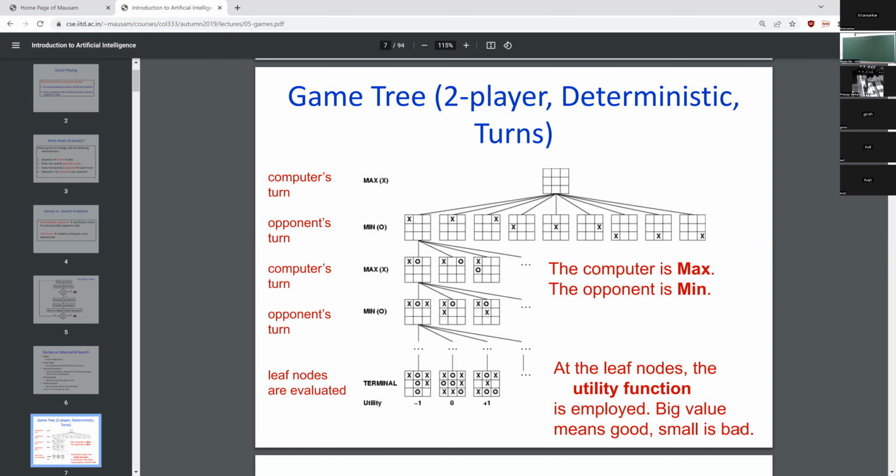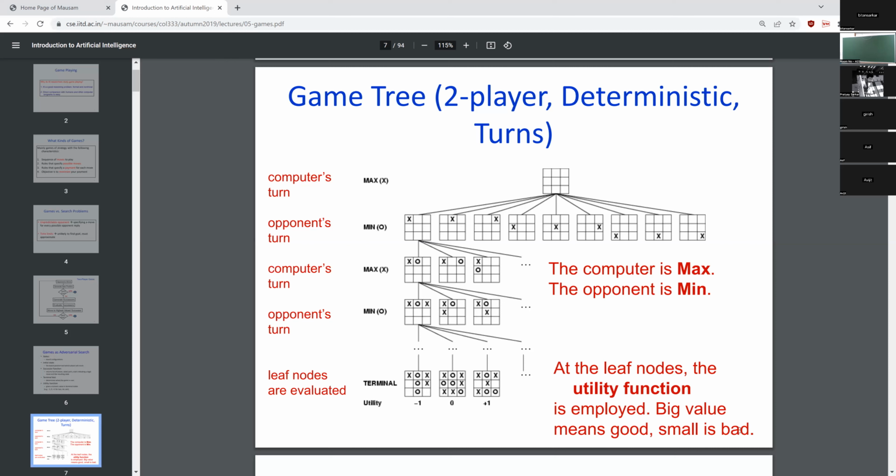Like for the first level 9, then 8, multiply again 7. It decreases up to 1, so it is 9 factorial. That's the answer, right? So you have 9 factorial leaves in the game tree. Right answer. Okay, that's good.